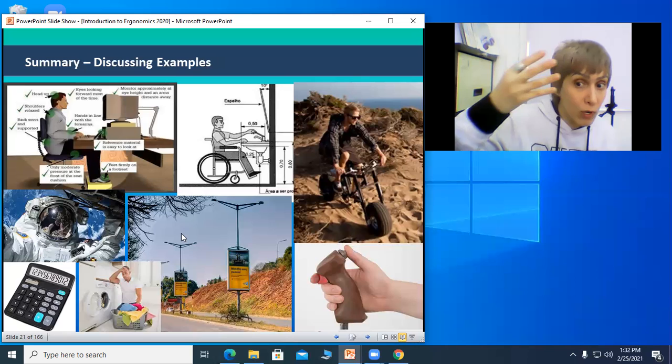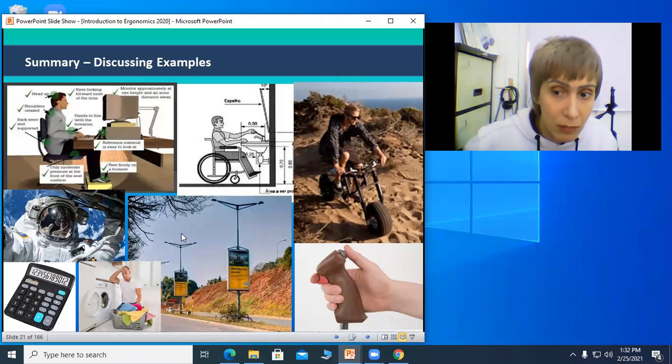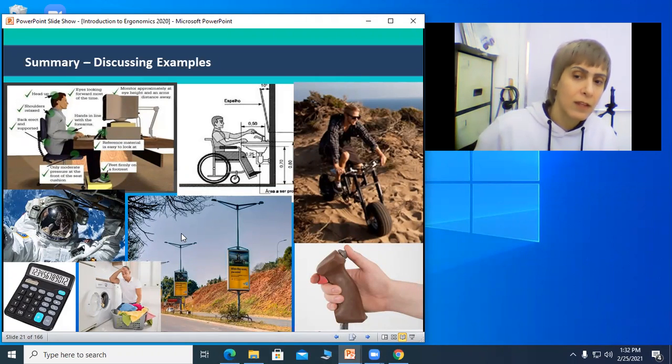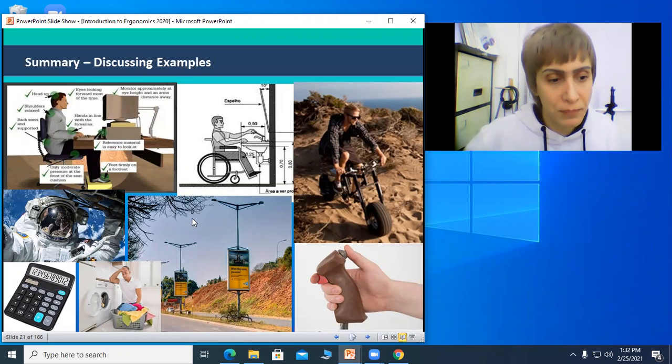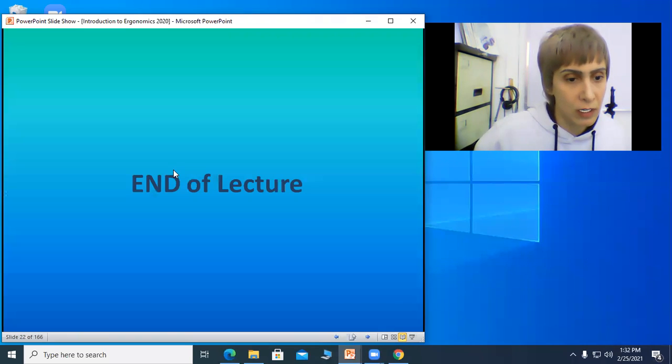Okay, so these 4 aspects, always remember them before you design anything. Okay, never forget. Okay, this is enough for today.